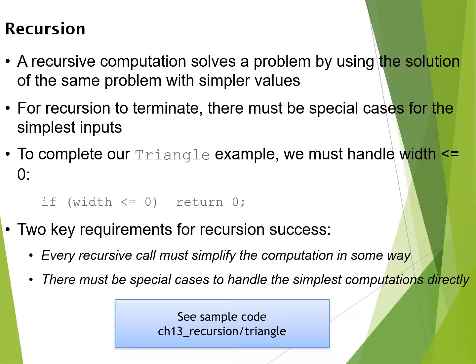Okay, and the second requirement is this: there must be some special cases that handle the simplest computations directly without calling the recursive method again. So in the triangle example, we had the first if statement which handles the special case, and we had the following lines of code which handle the general case and simplify every triangle by reducing it to a smaller triangle with width equal to width minus 1.